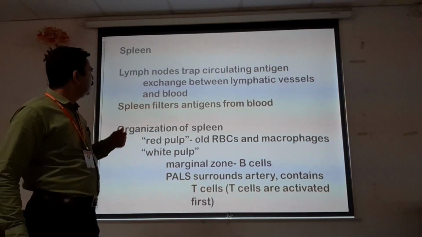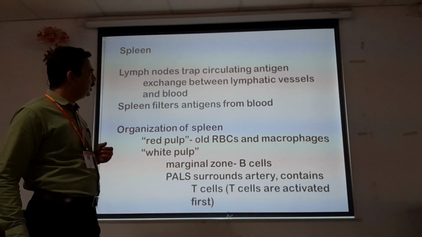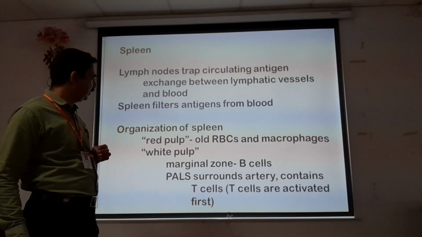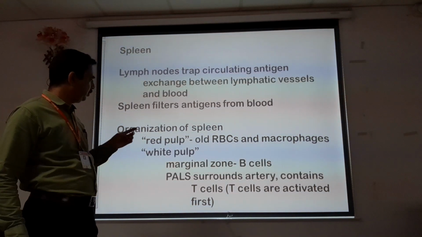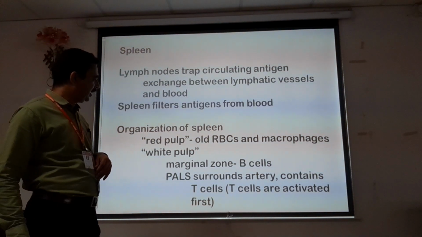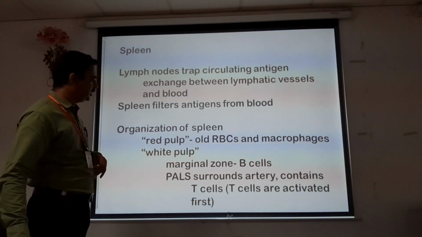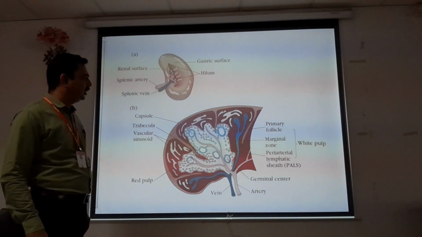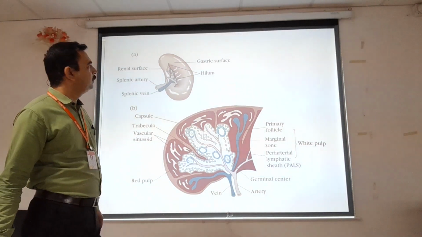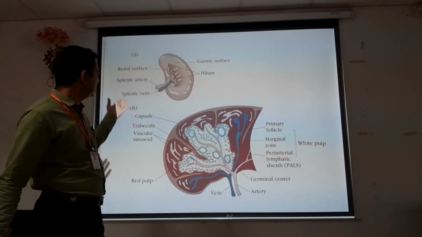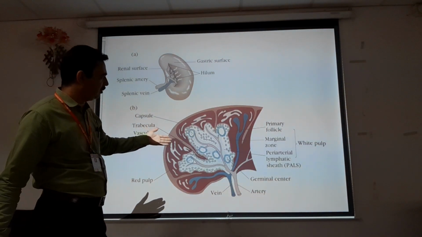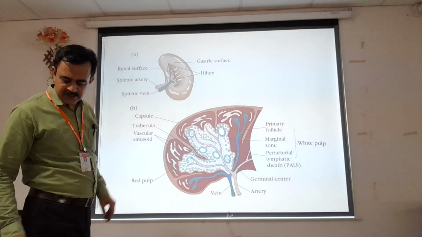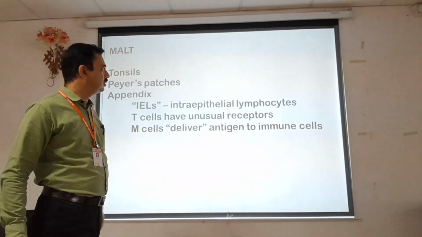Spleen. Lymph nodes trap circulating antigens, exchange between lymphatic vessels and blood. Spleen filters antigens from blood. Organization of spleen: red pulp, old RBCs and macrophages; white pulp, marginal zone B cells; periarteriolar sheath, that is surrounding of artery, contains T cells. T cells are activated first. Okay. So this is the organization of the spleen. If you just see here, there is the structure of the spleen, and the structure will be based on various different suborgans where primary follicles are present, and inside the white pulp the antigens can be easily trapped and they can be neutralized.